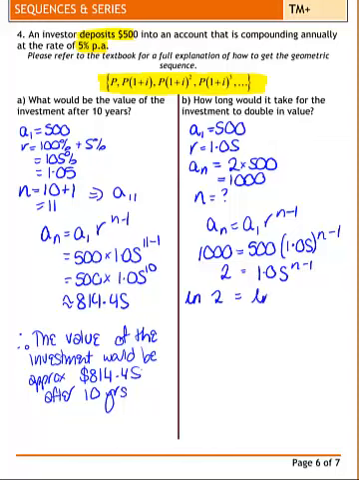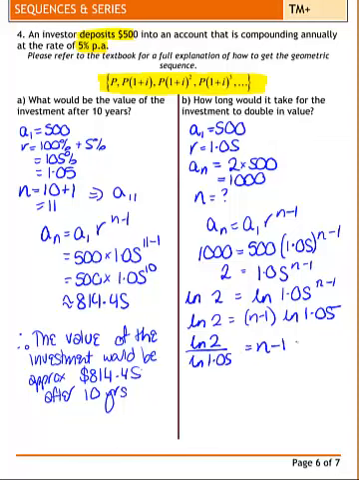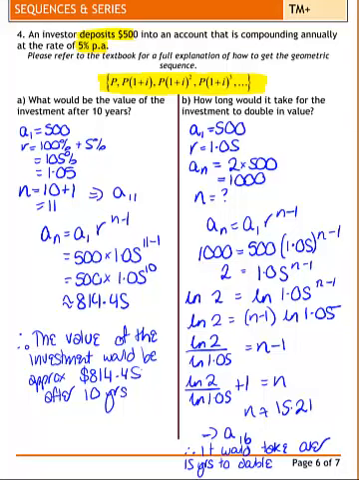Take the log of both sides. Bring that exponent down. Divide both sides by that ln of 1.05 to get the n minus 1 on its own. Take the 1 to the other side. So you've got ln of 2 over ln of 1.05 plus 1 equals n. Plug that into your calculator and you get approximately 15.21. So that's going to be the 16th term. Finish with a therefore statement. I've got an approximate therefore statement, so I've run out of room. Therefore, it would take over 15 years to double.